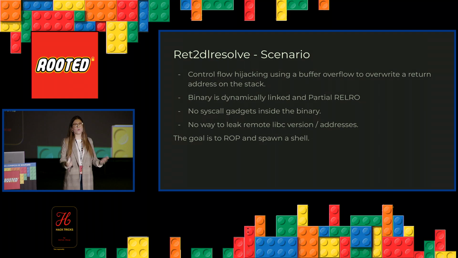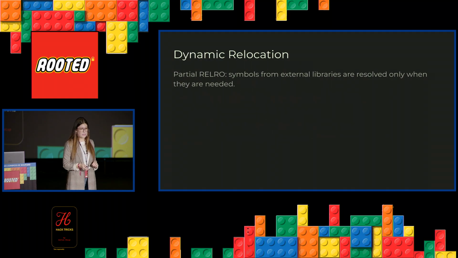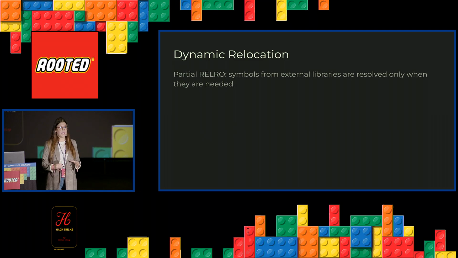Our goal is always to ROP and spawn a shell, so the same goal as before. Okay, as we've said, we will start with some background knowledge and we will define what partial RELRO means. In general, it means that all the symbols from the external libraries, for example libc, are resolved, their addresses are resolved only at runtime and specifically only when they are needed the first time.